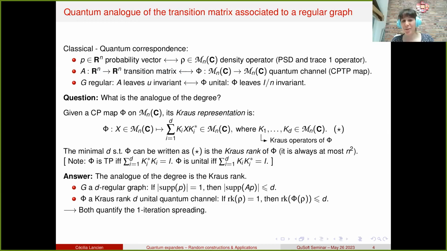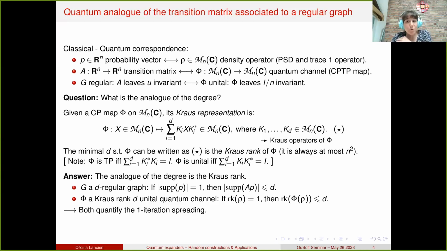Okay. Yeah. So just a recap of this slide. We have the analog of the transition matrix associated to a D regular graph is going to be a unital quantum channel with Kraus rank at most D. Okay, so this is going to be really our quantum analog.